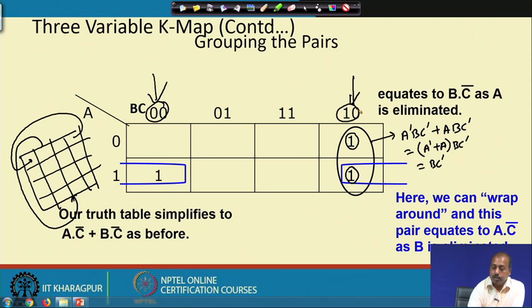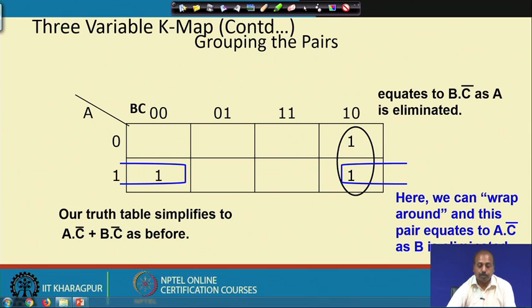The reason is very simple. If you look at these two patterns, this is 0 0 and this is 1 0, so only one bit is changing between them. Whenever only one bit is changing, the columns are considered to be adjacent. Similarly, between the rows, if only one bit is changing, we consider the rows to be adjacent. So, by following that rule, these two columns, 0 0 and 1 0, are adjacent to each other, and we can do a grouping taking the corresponding ones.